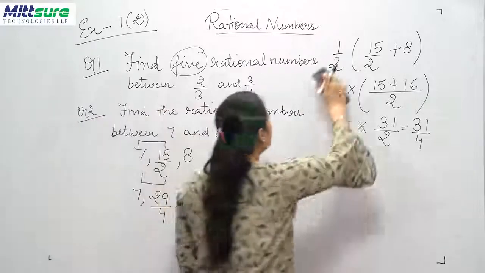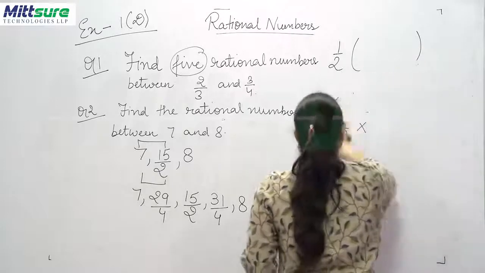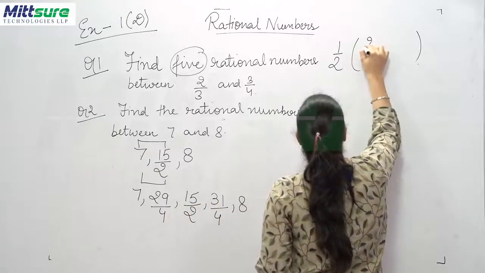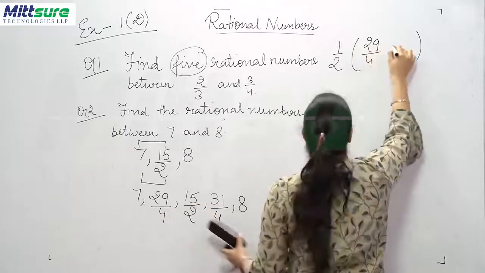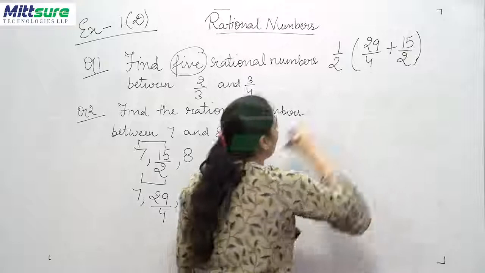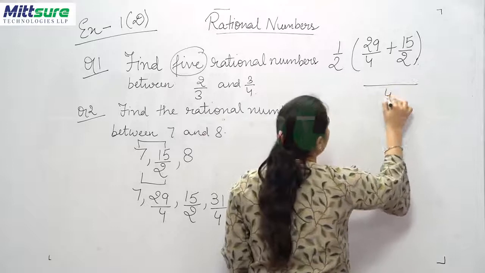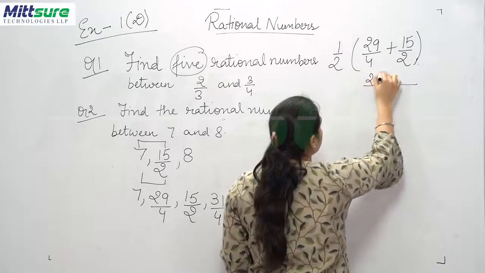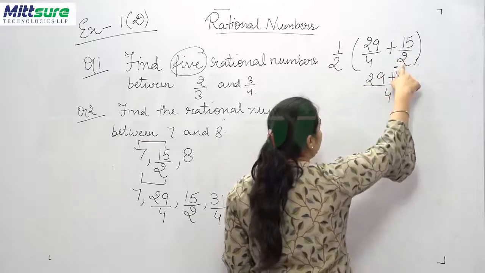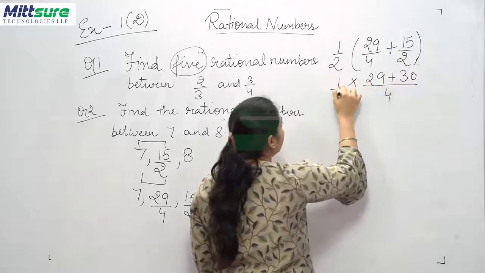So let us take one more series of finding the midline number. So I will be using 29 upon 4 plus 15 upon 2. Okay. Now, after this what happens is, I have to again take the LCM. LCM will be 4. 29 will be as it is. And this will become what? When you divide 4 by 2, then you get 2. 2 times 15 is 30. Multiplied by 1 upon 2.